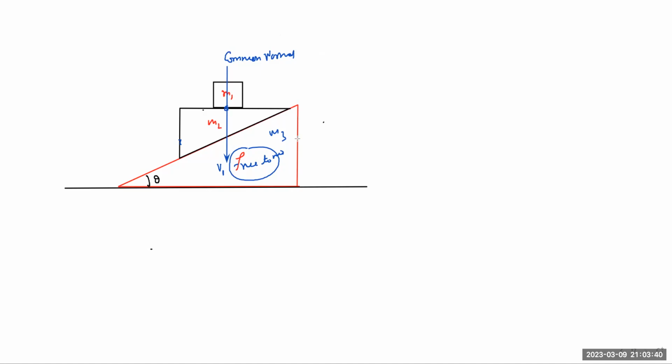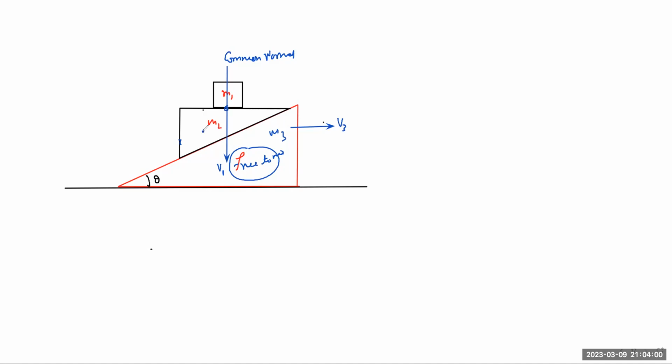M1 is performing one-dimensional motion. M3 is bound to perform one-dimensional motion. Yes or no? Yes, sir. So M3 has no choice. It will go only right. M1 will have no choice, but will go down. But M2 has a choice.